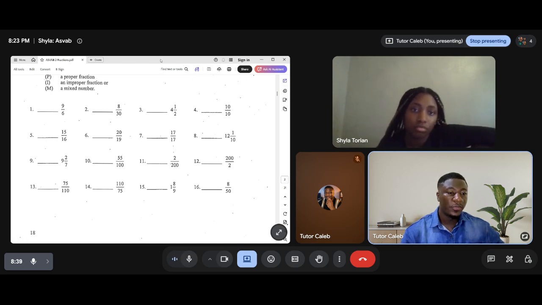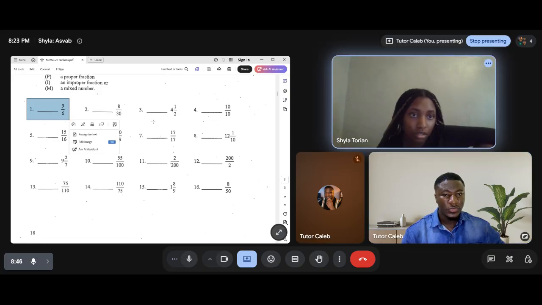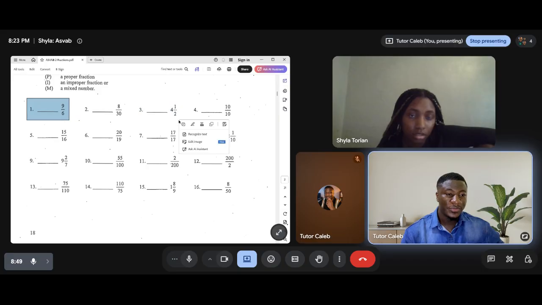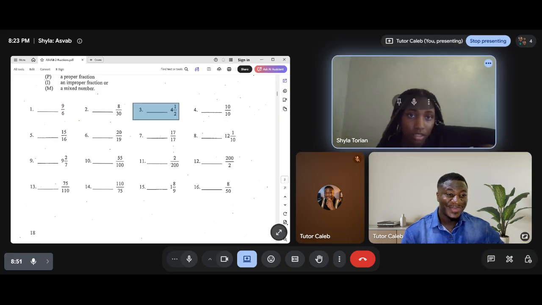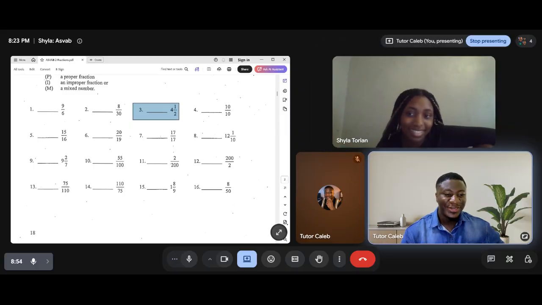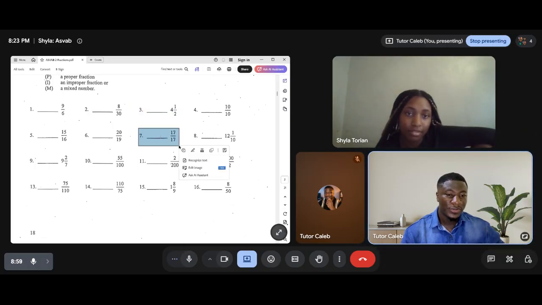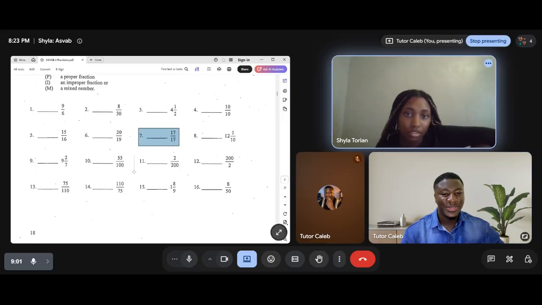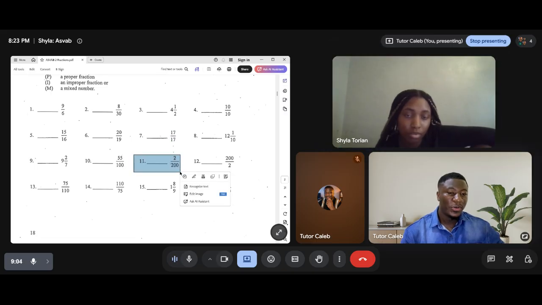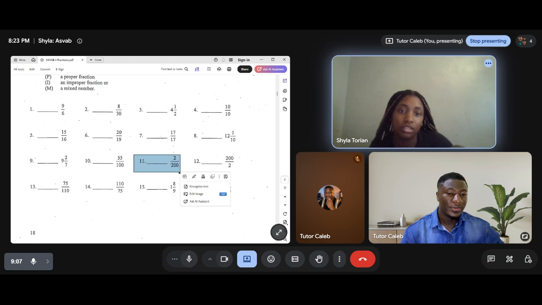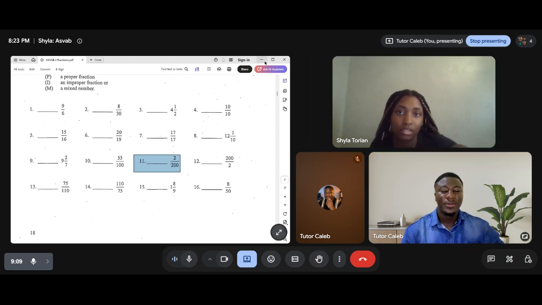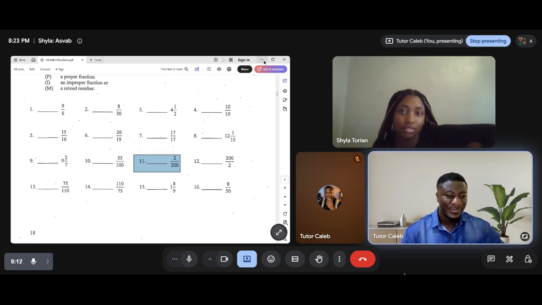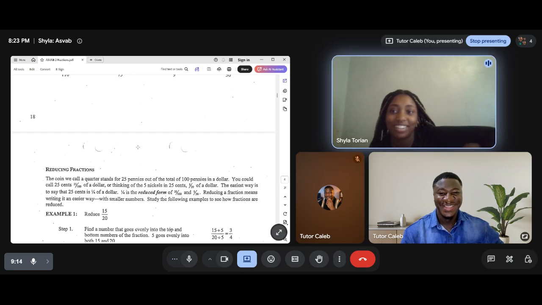Exercise. Identify proper, improper, and mixed fractions. Question 1. Is it proper or improper? Improper. Question 3. Is it proper or improper? Mixed. Good. Question 7. Is it mixed or proper? Improper. Okay. Question 11. Proper or mixed? Proper. So you were not choosing from the options I was giving you? If you're wrong, I'm going to correct you.